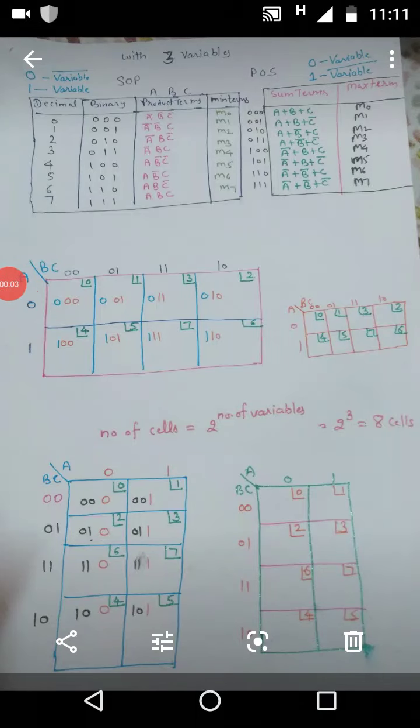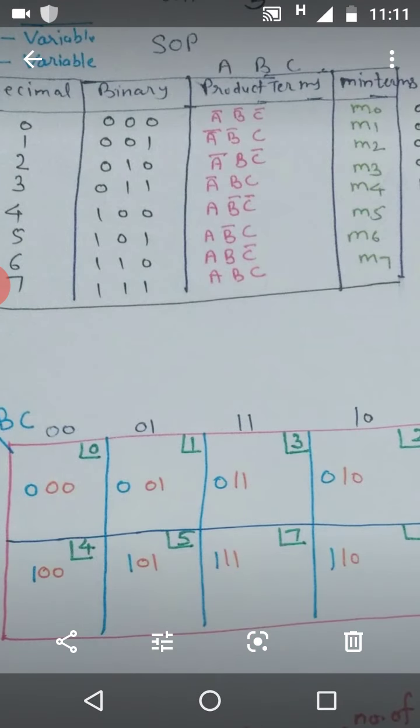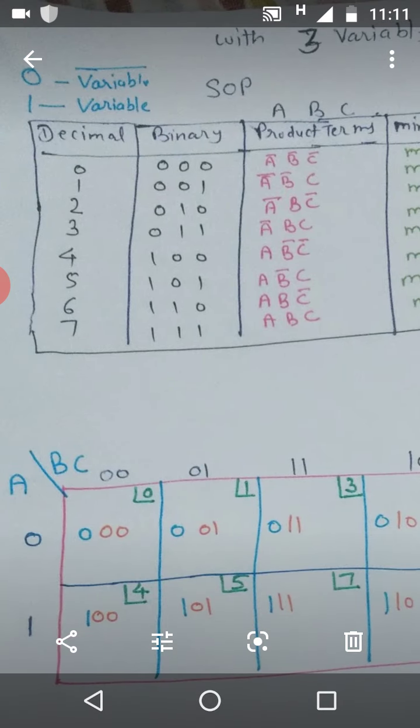Hello students, today we will start K-maps with 3 variables. Earlier we discussed K-map with 2 variables. So today the topic is K-map with 3 variables. The first one is, this is the sum of product table.